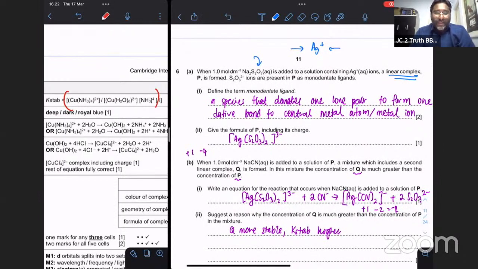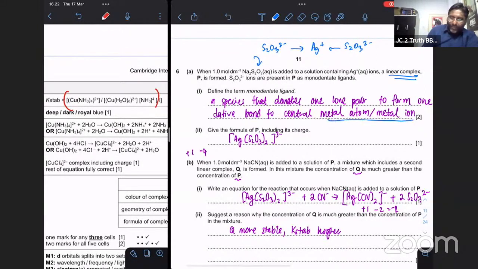And you see that they mentioned that S2O3 2-, they are monodentate ligands. So there will be 2 S2O3 2-. Define the term monodentate ligand: it is a species that can donate one lone pair of electrons to form one dative bond to the central metal atom or metal ion.